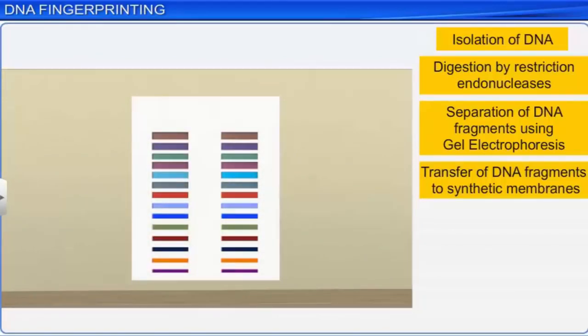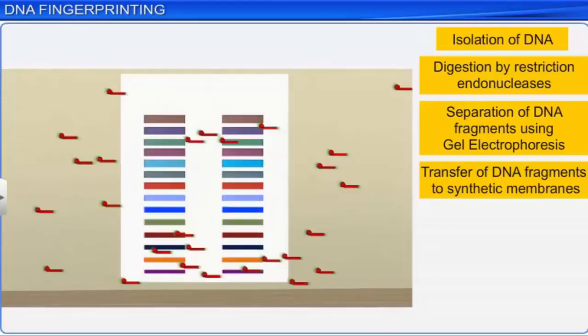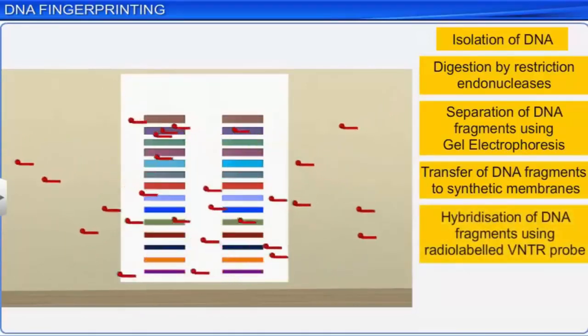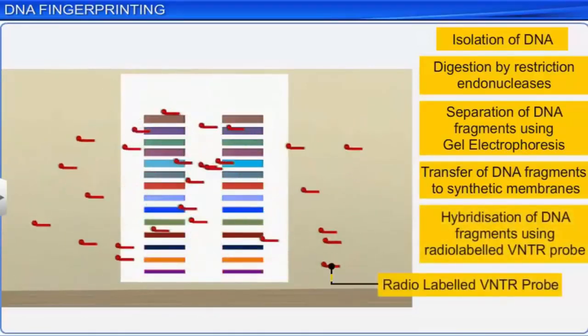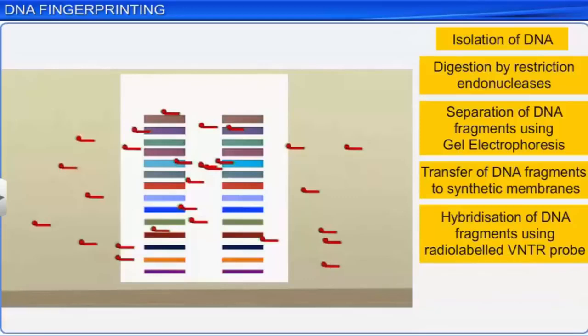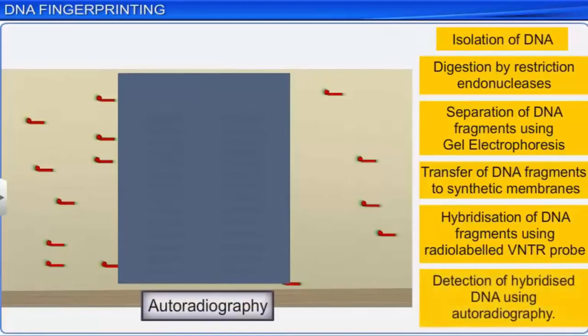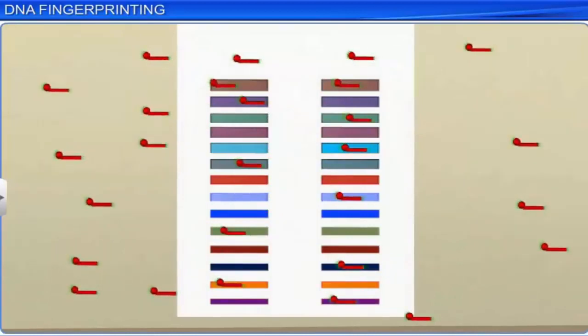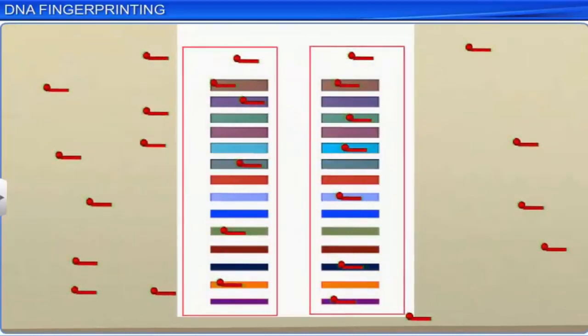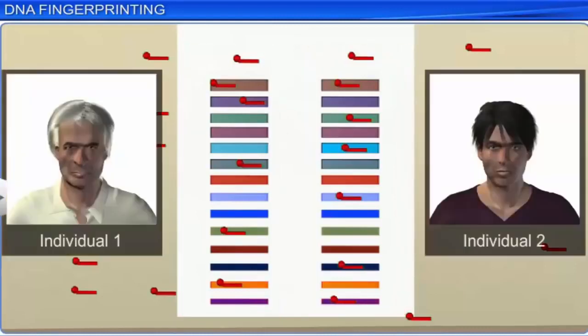This step is followed by the hybridization of the DNA fragments using a radio-labeled VNTR probe. Finally, the hybridized DNA fragments are detected by a technique called autoradiography, conducted using an X-ray film. Hybridization with the VNTR probe results in an autoradiogram, which produces several bands of different sizes. These bands provide a characteristic pattern to an individual's DNA and vary from one individual to another except in identical or monozygotic twins.